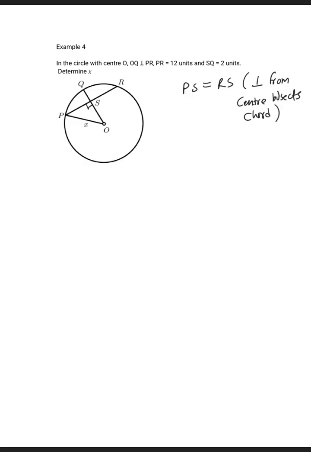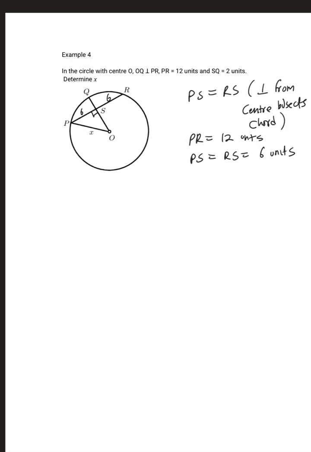Perpendicular from center bisects chord. So it means that since we are given that PR is 12 units, it means that PS is equal to RS is equal to 6 units. So then we know that here we have 6 and here we have 6, and then we are told that SQ is 2 units. So we can just write 2 there, right?